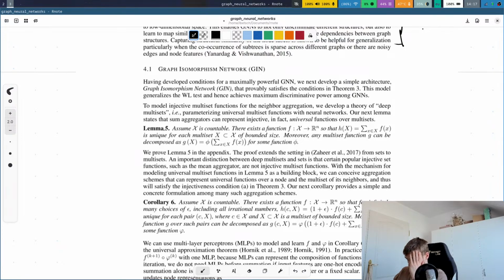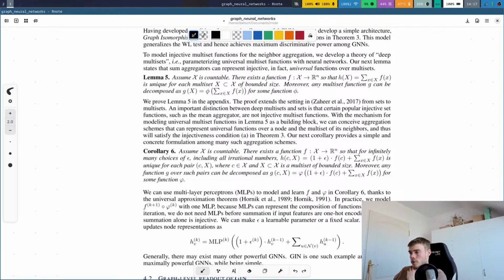Okay. Moreover, any multiset function g can be decomposed as g of X is equal to phi of the sum over f of x for some function phi. We prove Lemma 5 in the appendix. The proof extends the setting from sets to multisets. An important distinction between deep multisets and sets is that certain popular injective set functions, such as the mean aggregator, are not injective multiset functions.